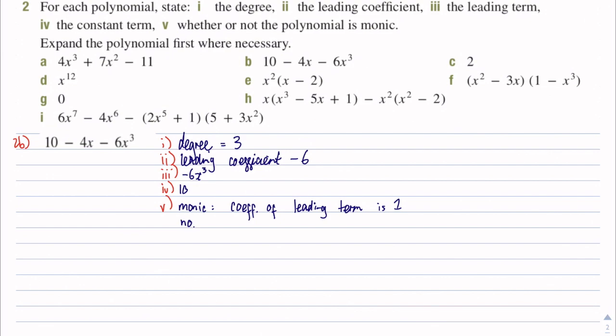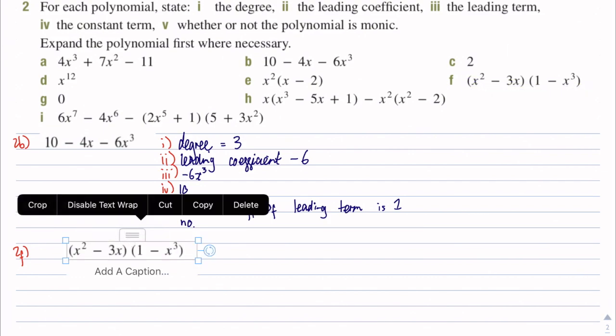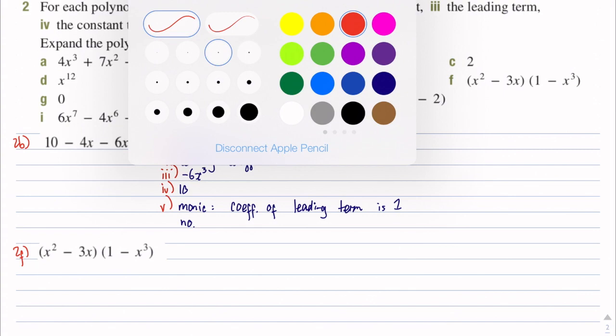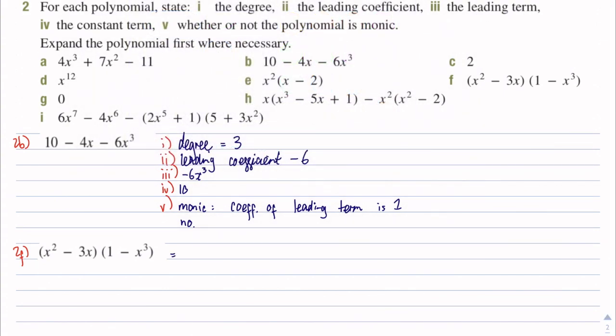I'm going to have a go. I'm not going to do D, but I'm going to do F. So for this one, we have to actually expand this before we can figure out any of these. So this equals x squared times 1 is x squared. X squared times negative x to the 3 is negative x to the 5. Negative 3x times 1, negative 3x. Negative 3x times negative x to the 3 is plus 3x to the 4.